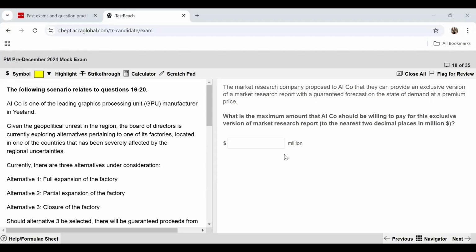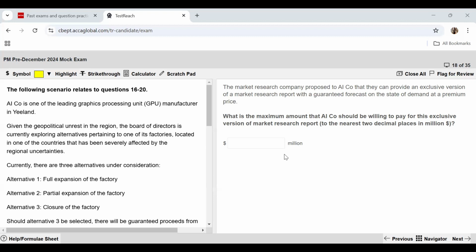The market research company proposed to AI company that they can provide an exclusive version of a market research report with a guaranteed forecast on the state of demand at a premium price. Now you have to let them know what is the maximum amount that AI company should be willing to pay for this exclusive version of the market research report. Now you have to give your answer to the nearest 2 decimal places in millions of dollars. So this is what the requirement is.